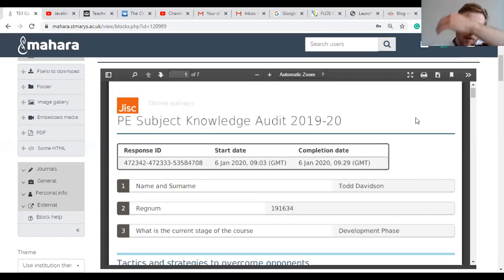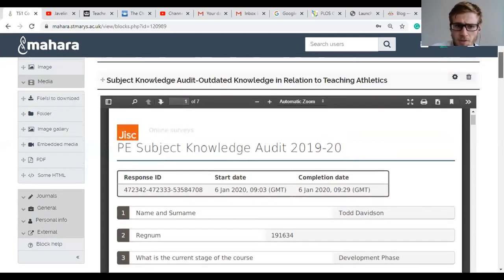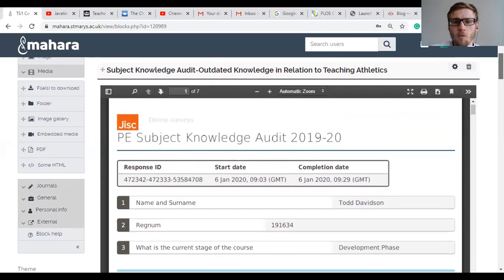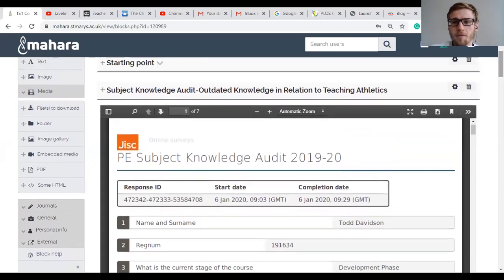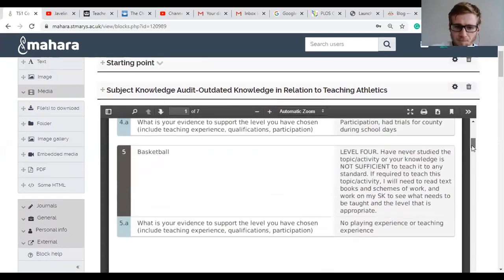In today's video, I'm going to be discussing my evidence for teaching standard 1, setting high expectations. So the start point for me for this standard was my subject knowledge audit for Javelin.